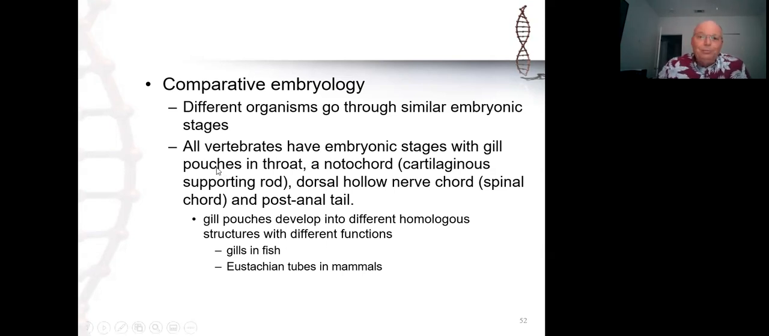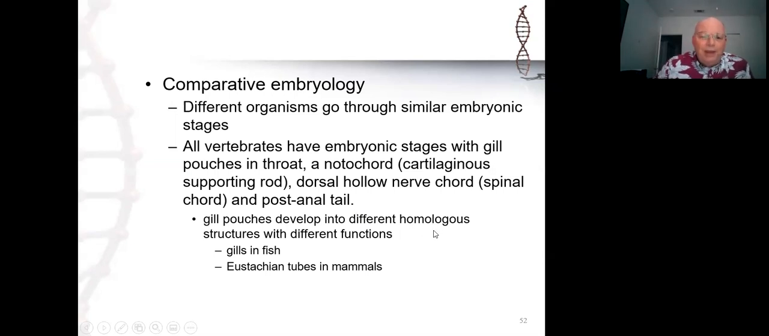Pharyngeal slits or gill pouches, a notochord, which is the precursor to the vertebral column, a hollow dorsal nerve cord that eventually gets encapsulated within the vertebral column, and a postanal tail, which a lot of animals have, which we had at one point for about 3 days, but then got reabsorbed because we don't need the tail.